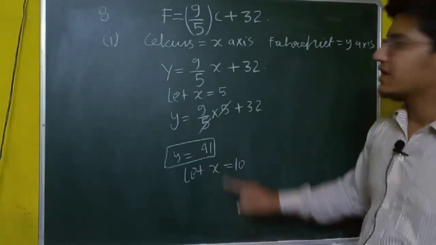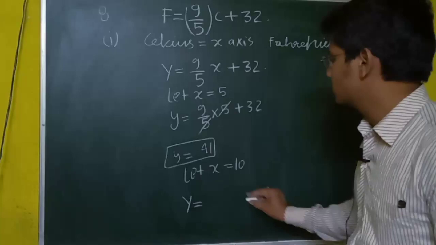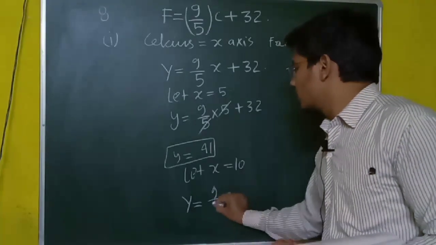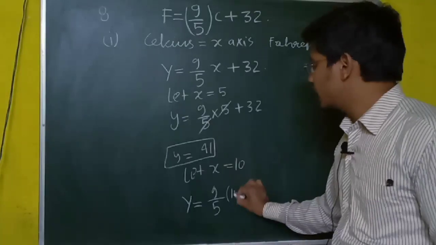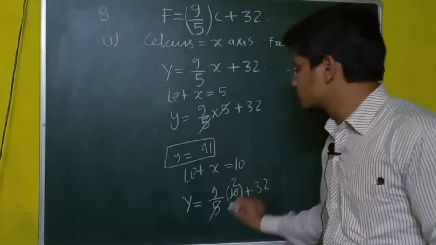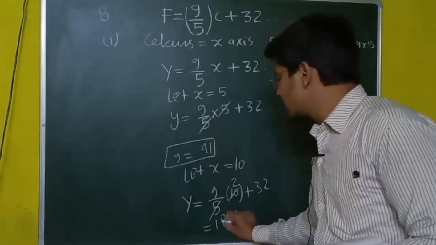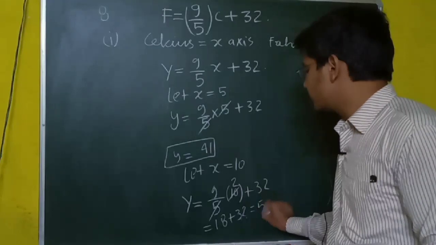If we take 10 in place of x, then y equals 9 upon 5 into 10 plus 32. 5 ones are 5, 5 twos are 10, 9 twos are 18, plus 32. So the total will be 50.